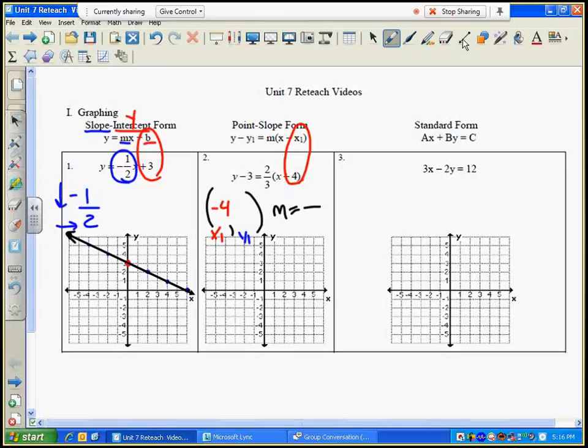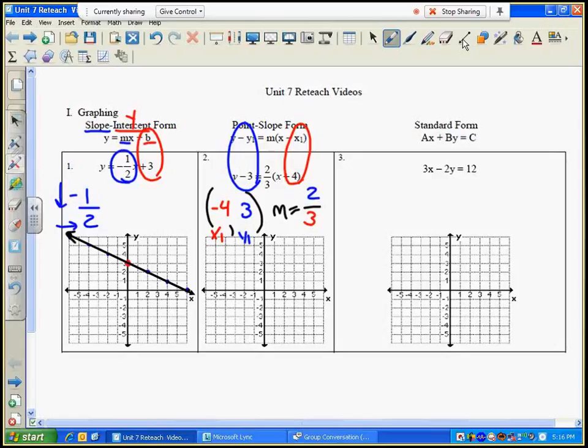Okay. Over here is your y1. Okay. Well, it's a negative 3 in the formula. When you put it in your ordered pair, it's going to be a positive 3 because the sign's going to change. Okay. Then you take your slope. The slope is 2/3. So that's going to tell me to go up 2 and then right 3.